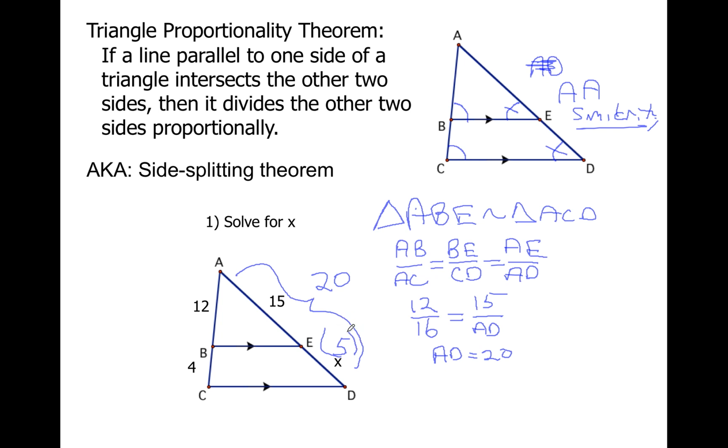Okay, so we end up at the same place we did by using the side-splitting theorem. So if you're not comfortable with side-splitting theorem, just go back to Old Faithful, which is going to be our similar triangles, and that's always a good way to go. Okay, so let's try another example here.